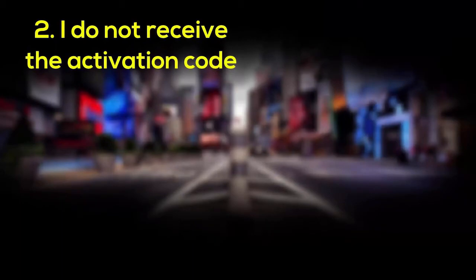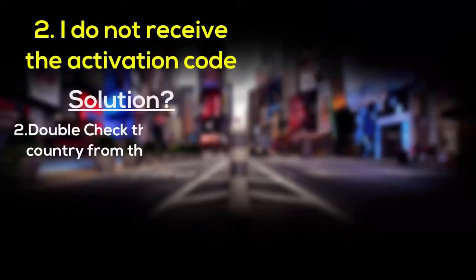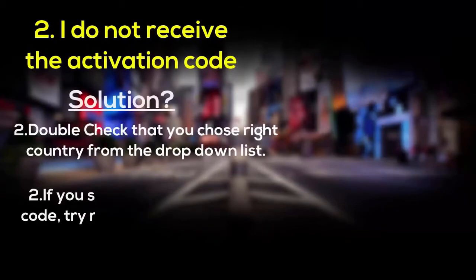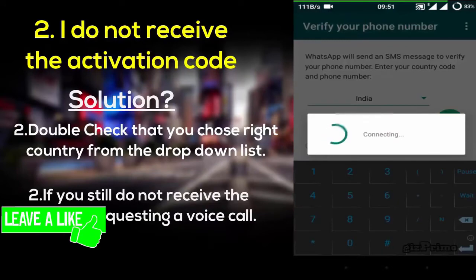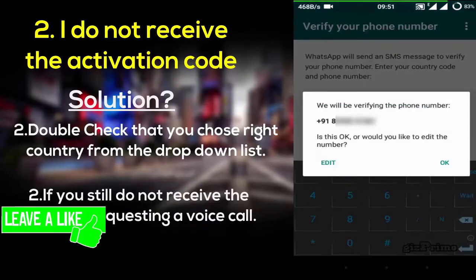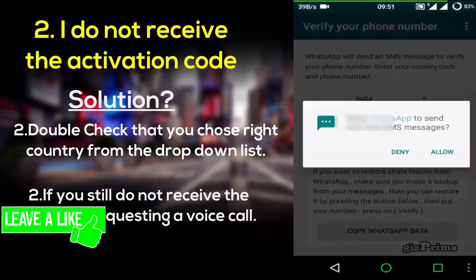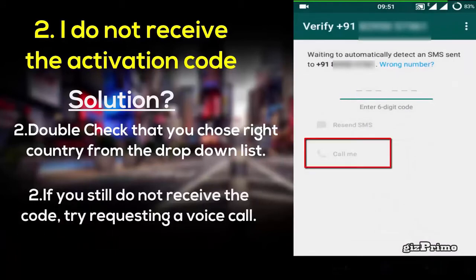The installation of WhatsApp is very smooth and easy, but the automatically generated message with your activation code never comes through. So first of all, double check your number and country code, because I am from India, so my country code is +91. If you still do not receive the message, try the Call Me option. This way you will have the code read to you by a computer over the phone.